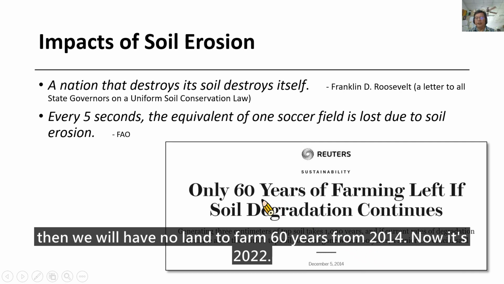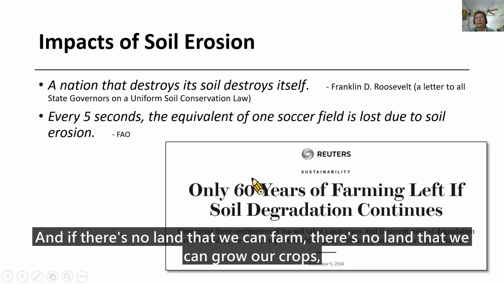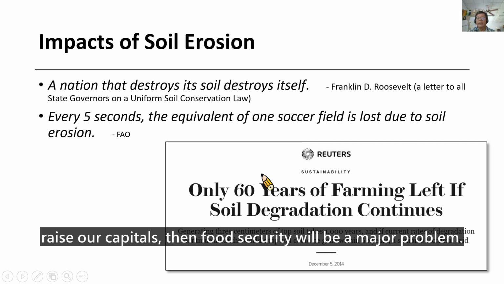60 years from 2014. Now it's 2022. In other words, if this statement is correct, then we have less than 52 years left. And if there's no land that we can farm, no land to grow our crops and raise our cattle, then food security will be a major problem.